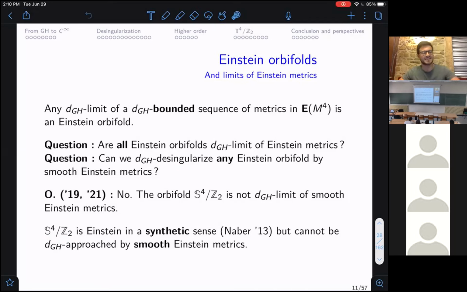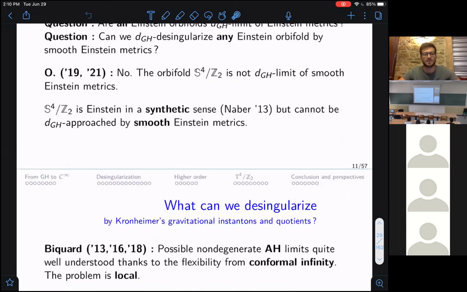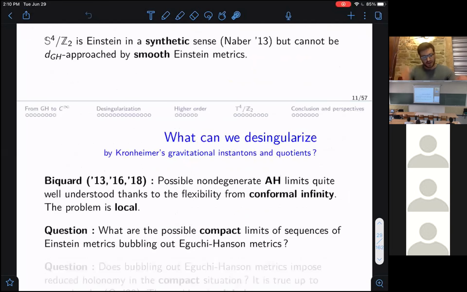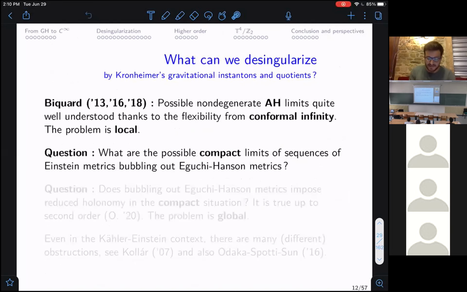Okay, so we cannot desingularize everything. So the next question is, what can we desingularize? In the asymptotically hyperbolic setting, what can be desingularized is quite well understood by Picard. Essentially, this becomes much easier because you have a conformal infinity, and you can send your problems to infinity in some sense. And the problem is purely local.